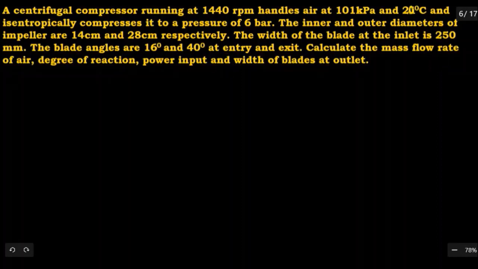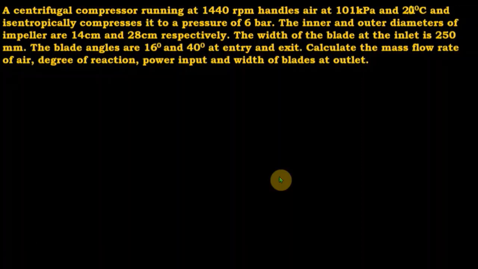Calculate the mass flow rate, that is m dot. We need to find out the degree of reaction, so we will introduce now the degree of reaction, capital R. We will find out the power input to the compressor, that is the work done per second, and the width of the blades at outlet, that is the width of the impeller blades, capital B2 at outlet, that is B2, we need to find out. So we will consider the data given one by one.